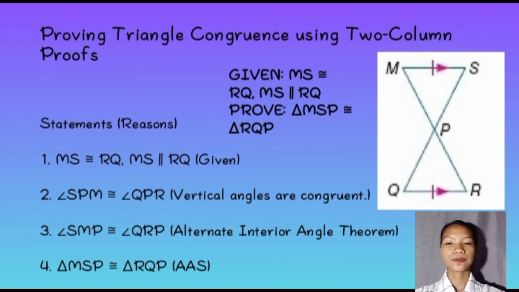Number 2. Angle SPM is congruent to angle QPR. Reason: vertical angles are congruent. Number 3. Angle SMP is congruent to angle QRP. Reason: alternate interior angle theorem. Number 4. Triangle MSP is congruent to triangle RQP. Reason: AAS, or angle-angle-side.